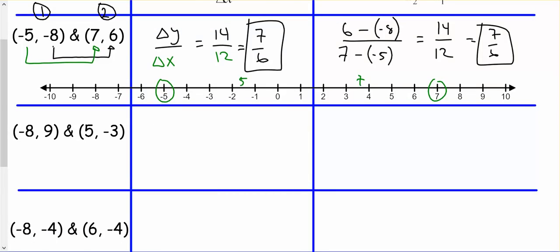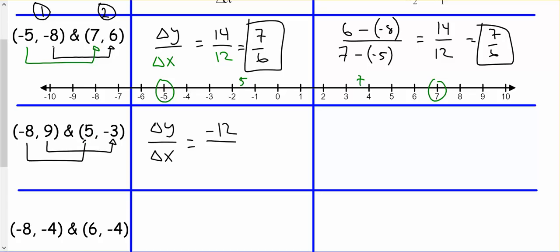This next one, change in y over change in x. From 9 to get to -3, we're moving down, right, over here at 9, and we're going to -3. Well, 9 to get to 0 is down 9. 3 more would be down 12, so that's down 12. From -8 to get all the way over to 5, well, from -8 to 0, that's 8, and to go to 5, that's 5 more, so that's 13. So this is -12 over 13.